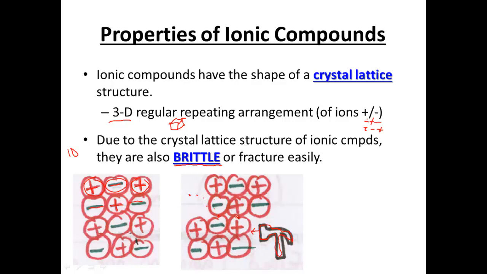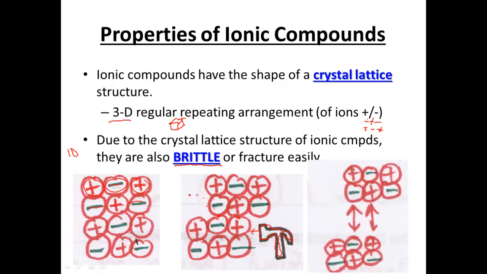Once we get those two positives close together, they are going to repel each other, and it's going to cause it to split apart. By brittle, what we mean is it's going to break apart. It's going to shatter or fracture very easily. So make sure that we include all of that drawing and information in number 10. You'll need to know why ionic compounds are brittle. They're strong, but they're brittle with that three-dimensional crystal lattice.